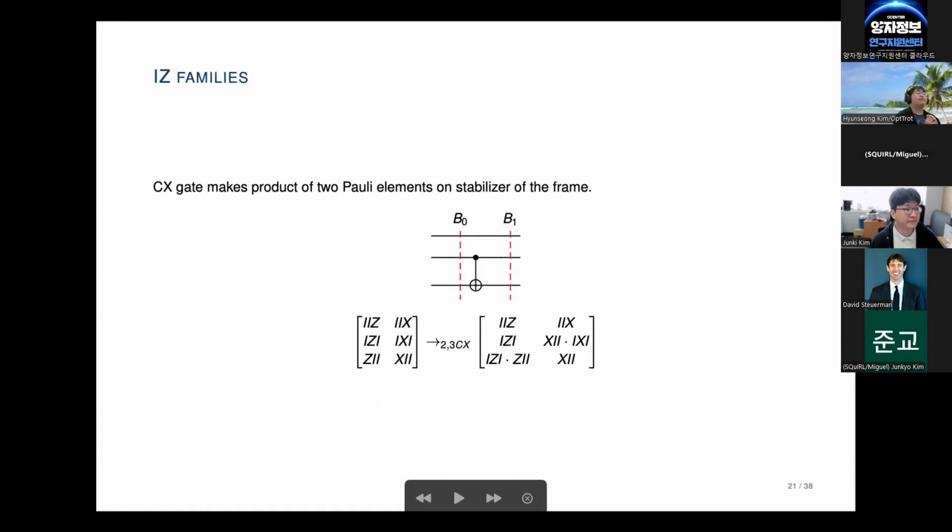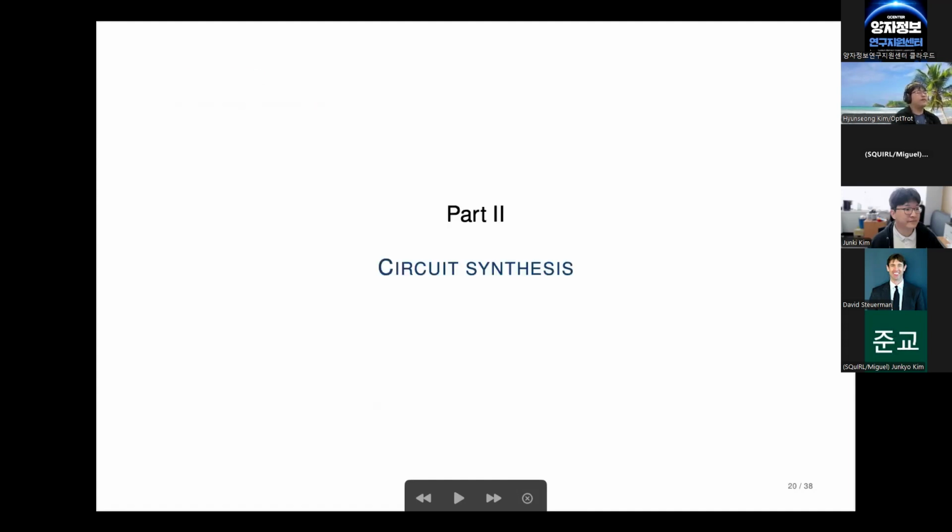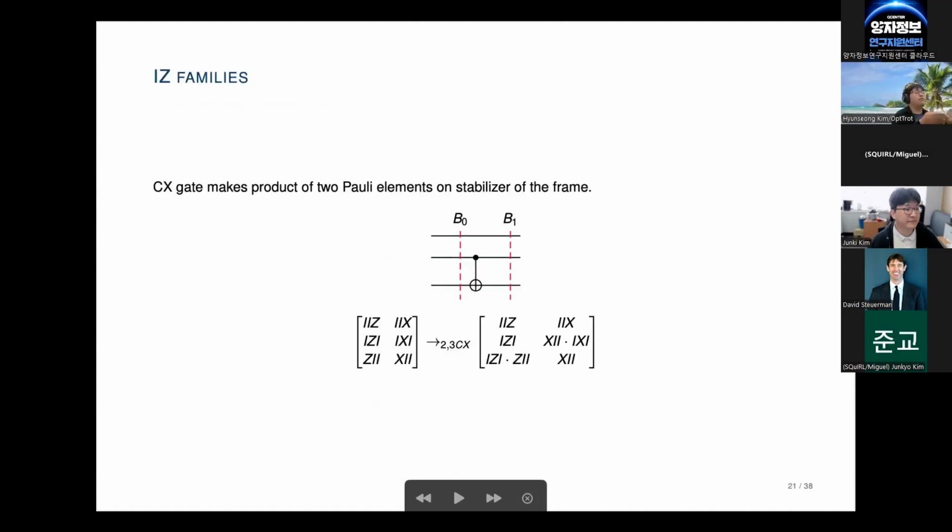But in the library, we found a better solution to find the path between one frame and another frame. In the original paper, they can only search the nested Pauli frame path, but we found that if the Paulis between two Pauli frames satisfy some specific condition, then we can find a direct path with only two frames. So this is an example of this process.